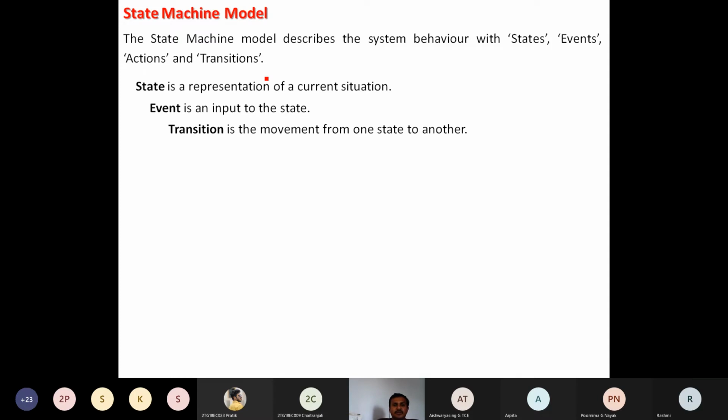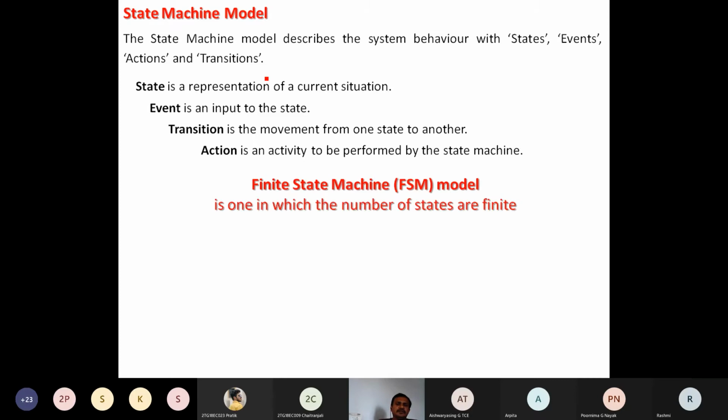And when is the transition going to happen? When an event occurs to that state. Then the last one is known as action. It is an activity to be performed by the machine. That is the state machine. So what action does it have to take? It has to perform it. These are the concepts we incorporate in the state machine model. As I said in the previous data path and control architecture, the state machine is the most used model.